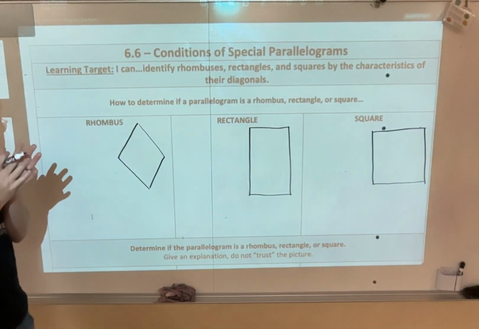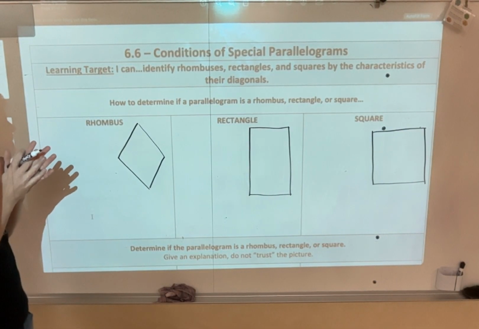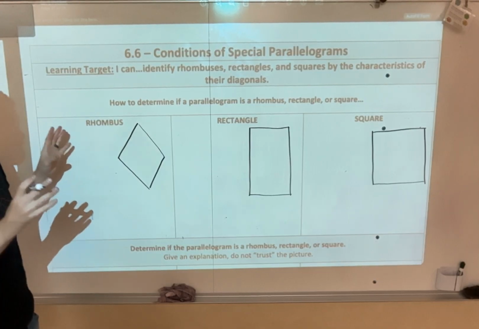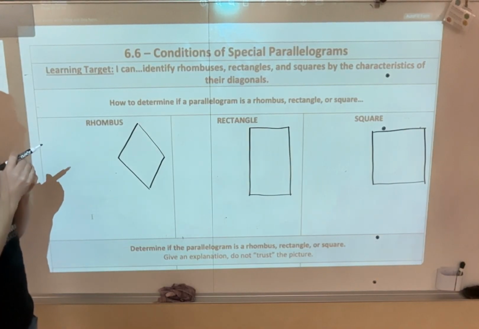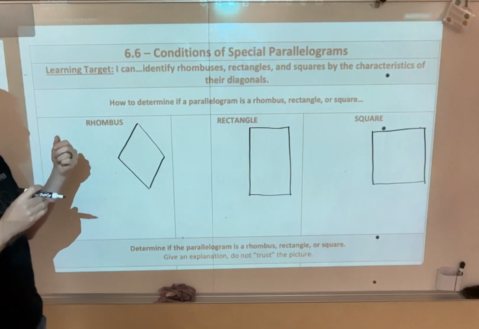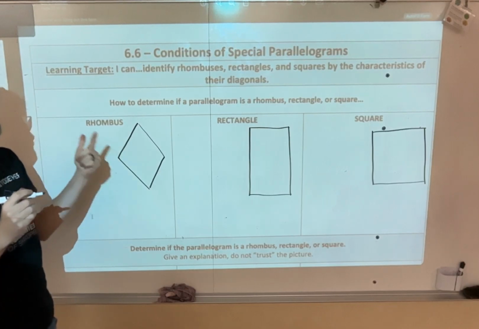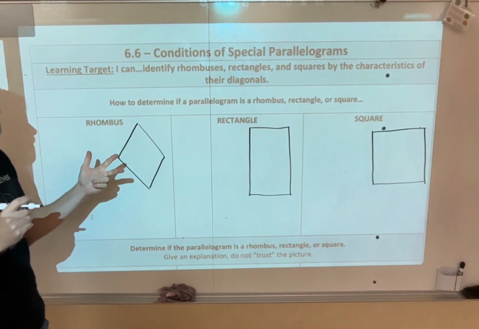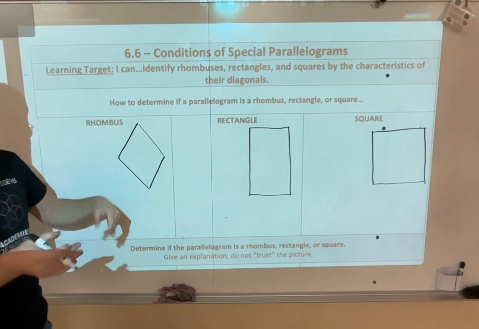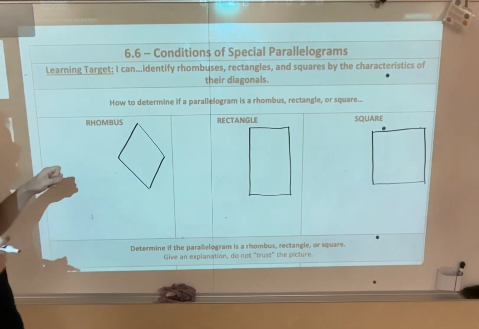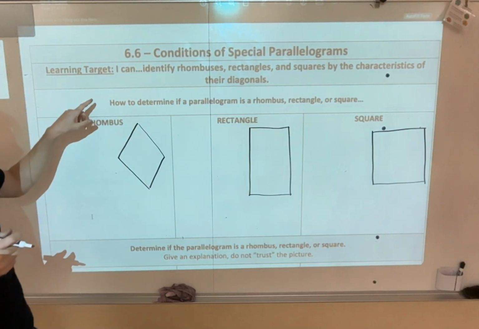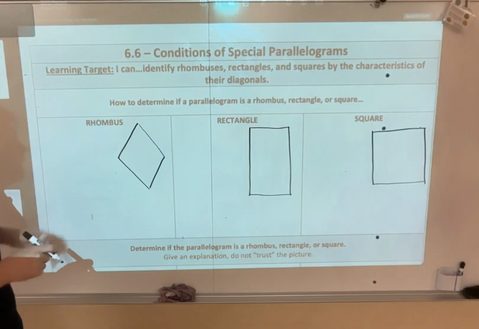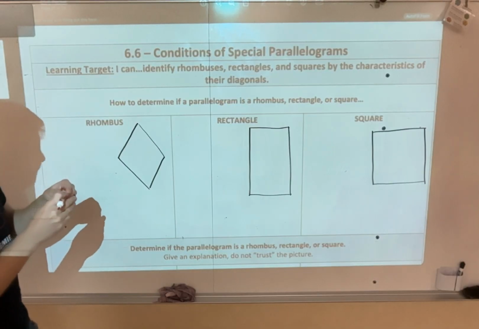6.6 conditions of special parallelograms. So given that something is a parallelogram, in this video we're going to learn how to determine if that parallelogram is a rhombus, a rectangle, or a square by looking at their diagonals and a couple other of their attributes. So how to determine if a parallelogram is a rhombus, rectangle, or a square.